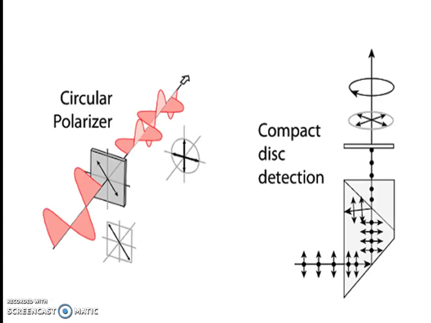Now if you look at this particular diagram, this is the diagram by which we get circularly polarized light with the help of a circular polarizer. Here we have a linear polarizer. When it is allowed to fall on this particular plate, we get the circularly polarized light. Here we have the compact disc detection by which we can detect it.